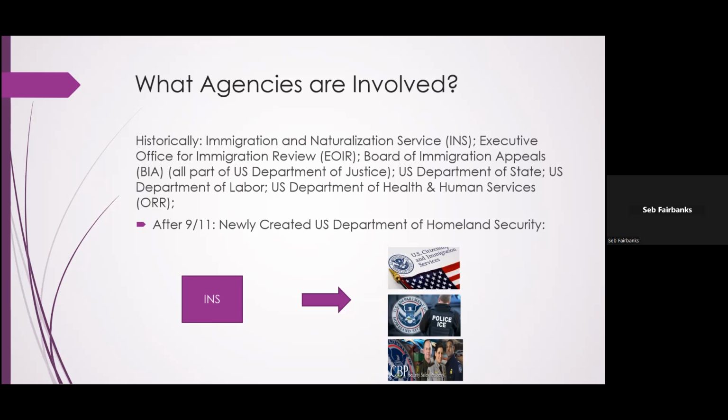Historically, before 9/11, immigration law was all under the Immigration and Naturalization Service. But after 9/11, we created the U.S. Department of Homeland Security, and that's where we get USCIS, which stands for United States Citizenship and Immigration Service. We also get ICE, and we get Border Patrol, all from the Department of Homeland Security.